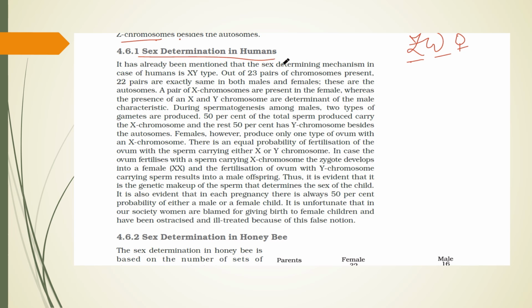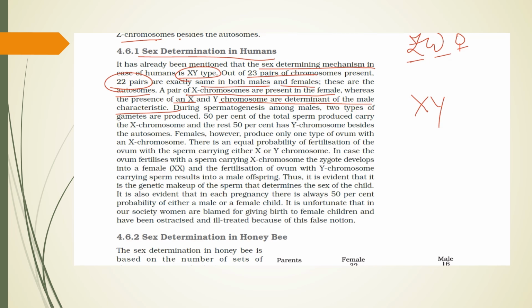As per your book, it is mentioning that the sex determining mechanism in humans is XY type. So this is called XY type of sex determination. Out of 23 pairs of chromosomes present, 22 pairs are exactly the same in both male and female, so there is no difference between the autosomes of male and female, but only one pair. These pairs are called autosomes. A pair of X chromosomes is present in female, whereas the presence of an X and a Y chromosome is a determinant of a male characteristic. So this is the difference in a male and a female.